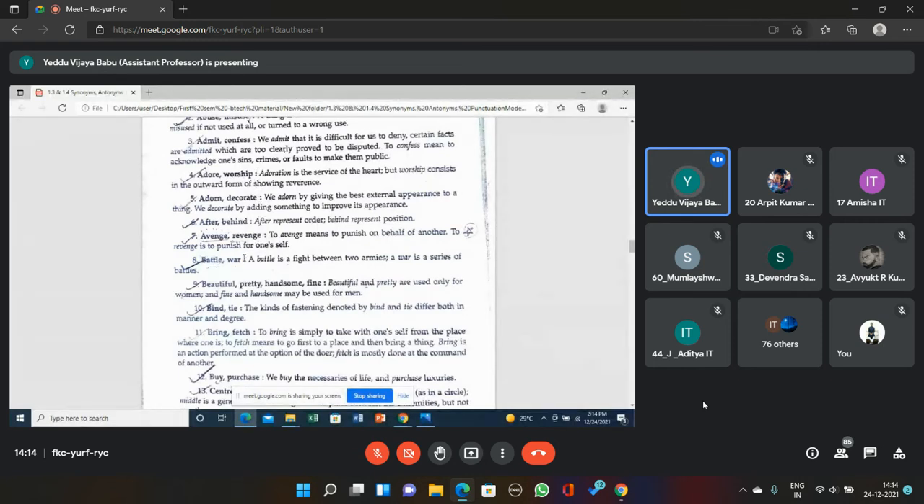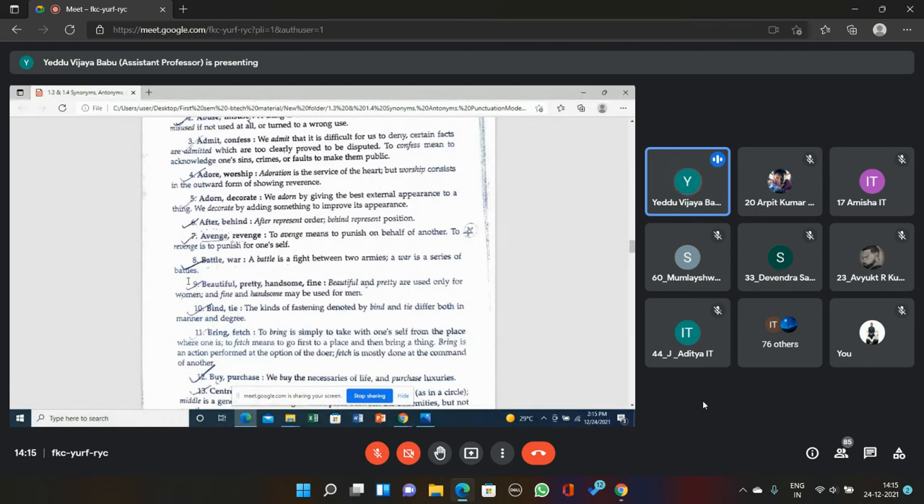There are so many synonyms: battle, war, tumult, struggle, right? There are so many similar words. But here, the slight difference: a battle is a fight between two armies. A war is a series of battles. See how we use battle and war. A battle is just an incident of fighting between two armies, two parties. But a war is not like that. It is a continuous series of battles.